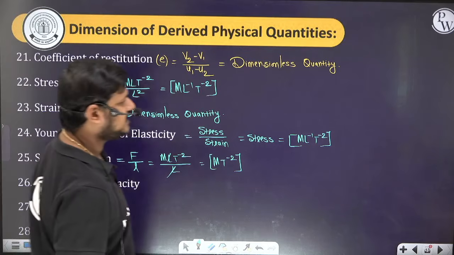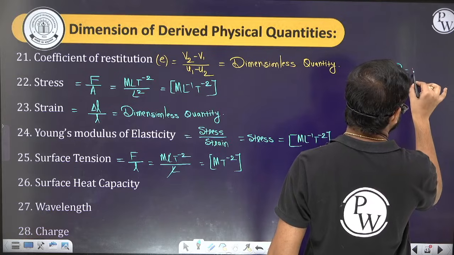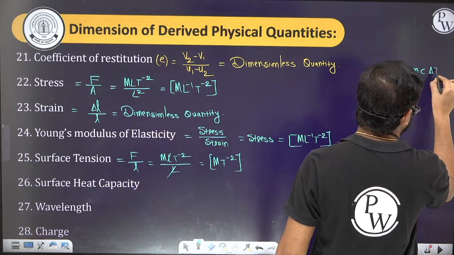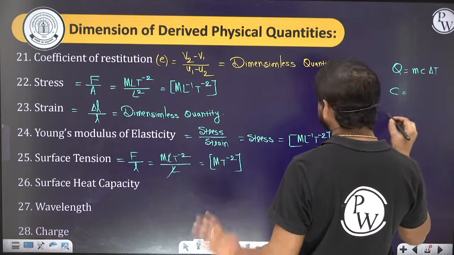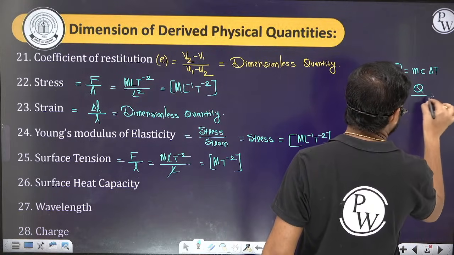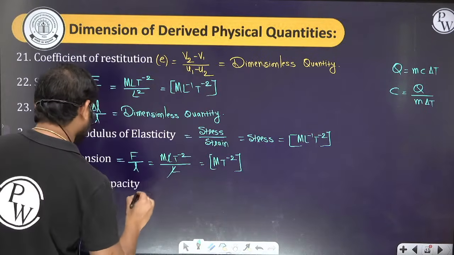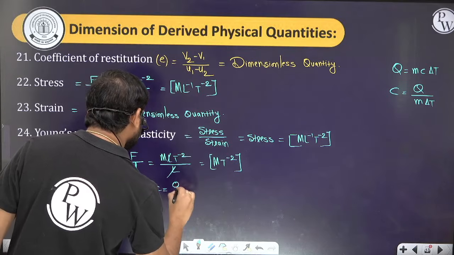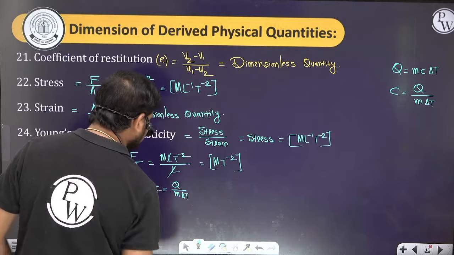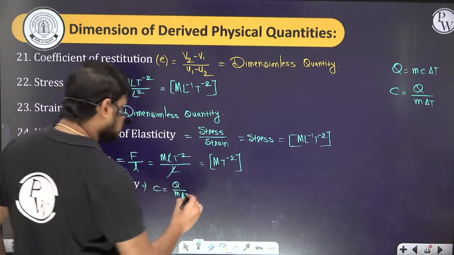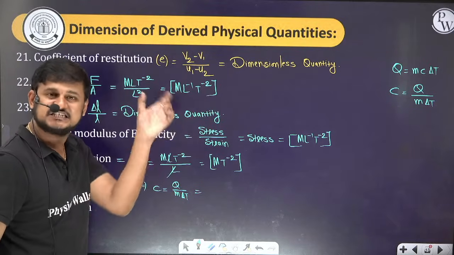And then the specific heat capacity. This formula you should remember, guys. The heat Q is equal to M C delta T. In this, C is the specific heat capacity, which is Q by M delta T. So you should write C is equal to Q by M delta T, where Q is heat energy. Remember, Q is heat energy. Heat is a form of energy.